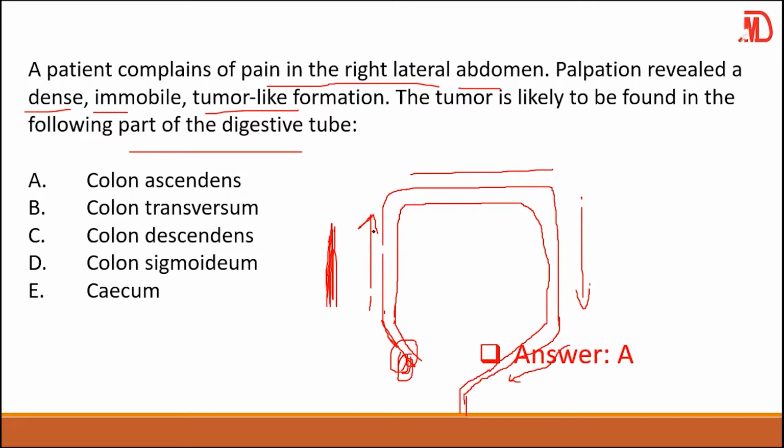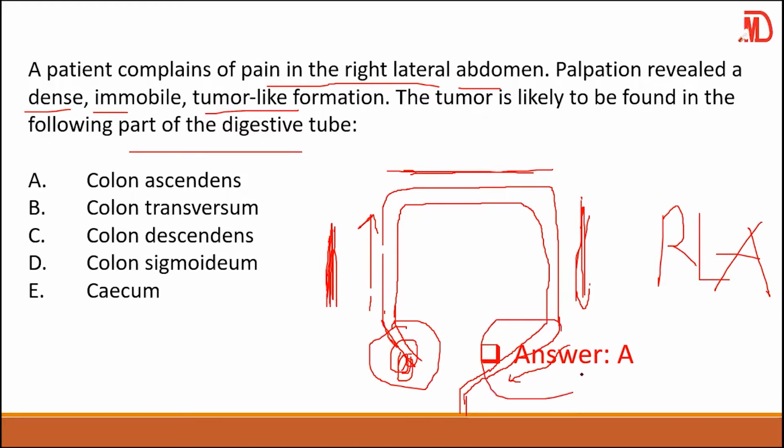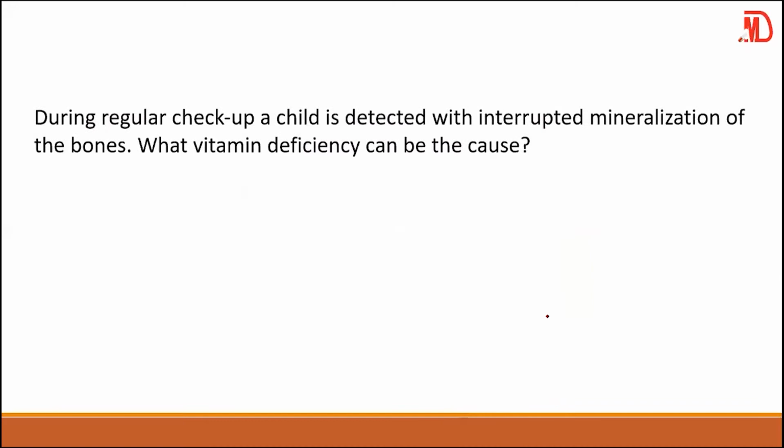Now, if they are talking about the umbilical area or above the umbilicus, you might be thinking of the transverse. If they have said the left lateral abdomen, you could be thinking of the descending colon. If they have said the right iliac area, you could be thinking of the appendix or the cecum. If they have said the left iliac area, you could be thinking of the sigmoid. So you see how dynamic this whole thing is. If you understand it, it's always helpful. Again, if you can look out for the diagram for yourself too, it will make more sense to you. So here, we're looking at A.